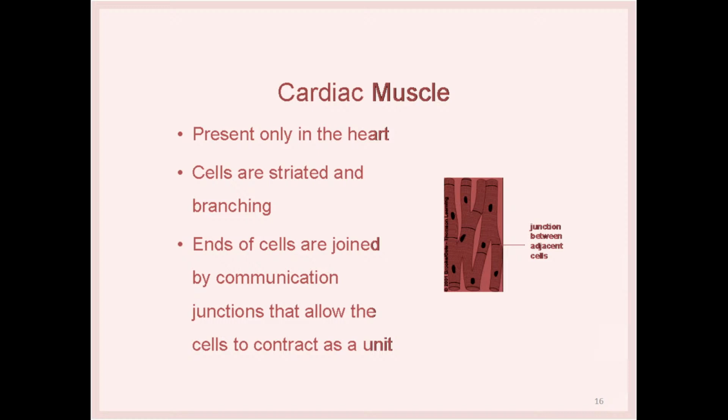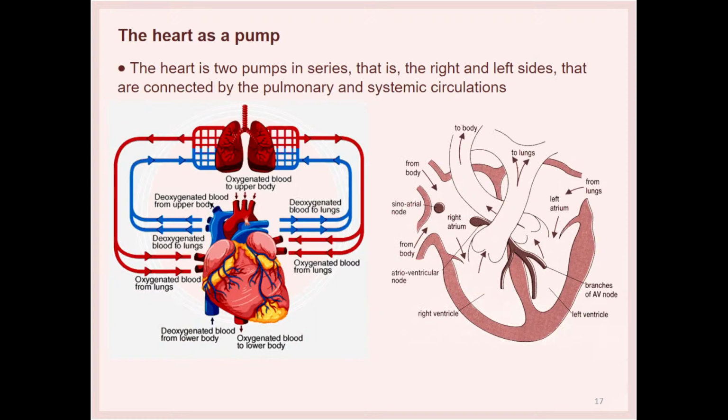Ends of the cells are joined by communication junctions that allow the cells to contract as a unit together. This is required to exert the greatest possible force on the blood in the heart chambers.